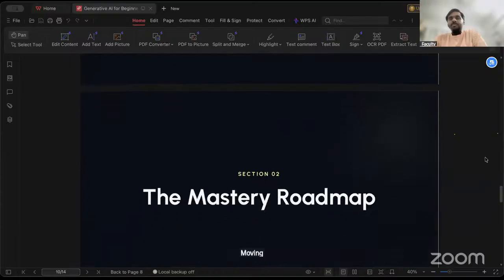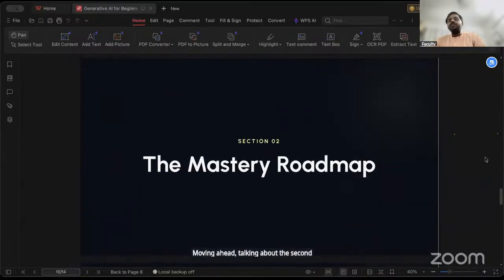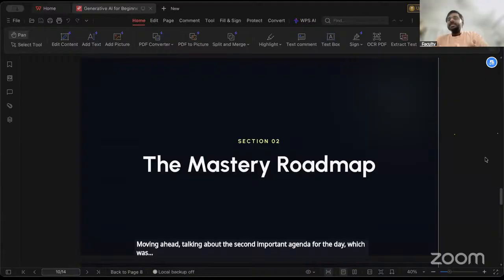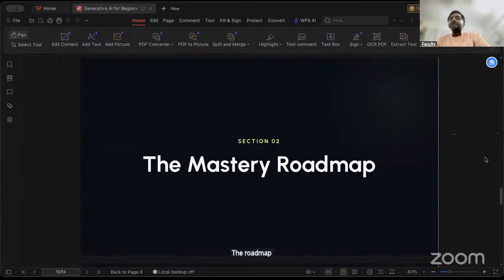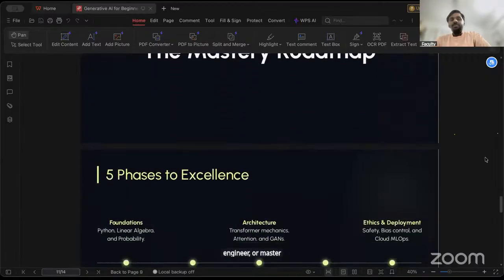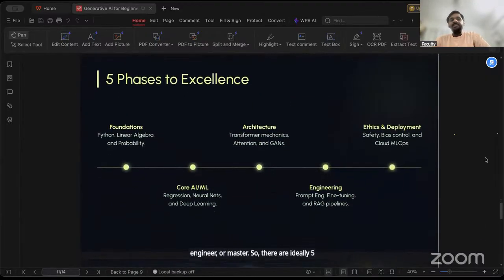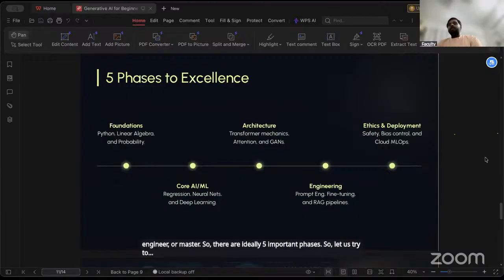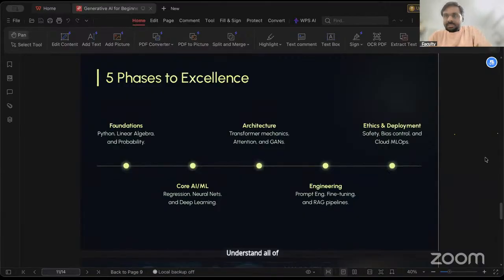Moving ahead, talking about the second important agenda for the day, which was the roadmap for becoming a generative AI engineer or master. So there are ideally 5 important phases. Let us try to understand all of these phases. Phase number 1 over here is understanding the fundamentals.